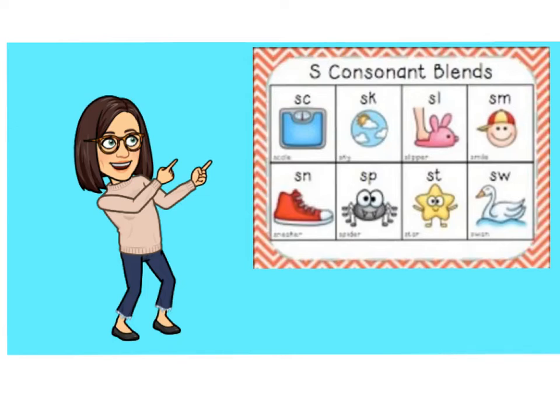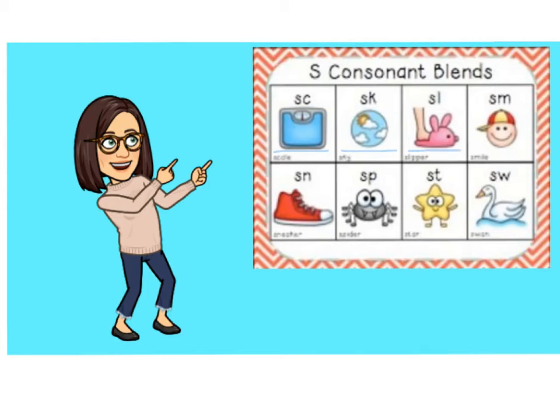An S blend is when I have two letters sitting next to each other. They're both consonants. The first one is an S, so I'll be able to hear both sounds those consonants make. Let's look at this first one. I see SC. When I see the S blend SC, it says sk, like in the word scale. SK makes that same sound, like in the word sky.